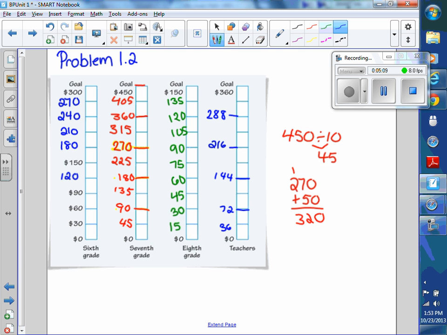So you could subtract 36 from 360. If you subtract 30 from 360, you get 330, right? Then go down to 324. I could subtract 36 from 288, and I would get 252.